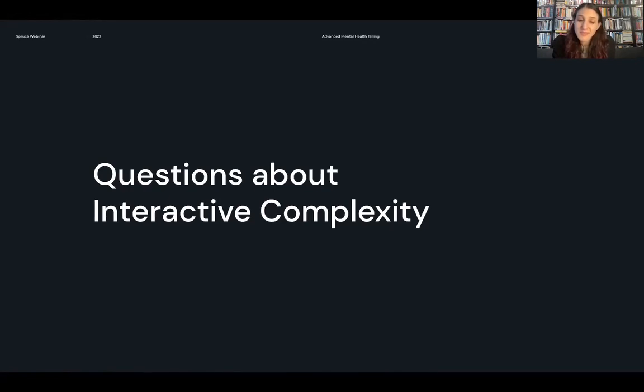Okay, there was one that said, can interactive complexity be used with a virtual reality platform? I thought that was a fun question because I love the new use of virtual reality. So have you heard about this? Yes, you can absolutely use an interactive complexity code if you are doing virtual reality as part of your telehealth session. Awesome.